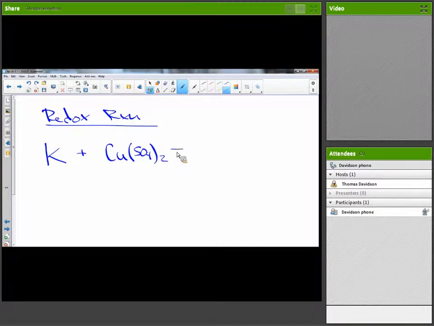Is this a redox reaction? It's not if you want to. You're right. I did that on purpose to make it easier, and then I was dumb. Thank you.